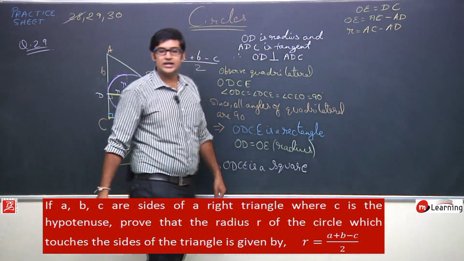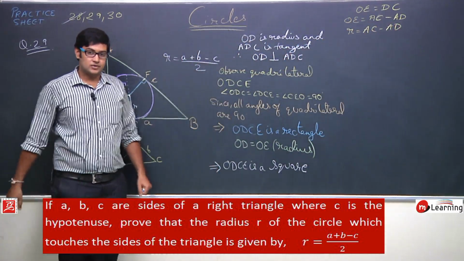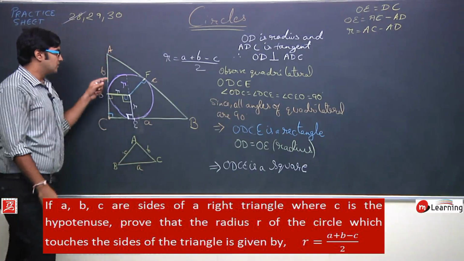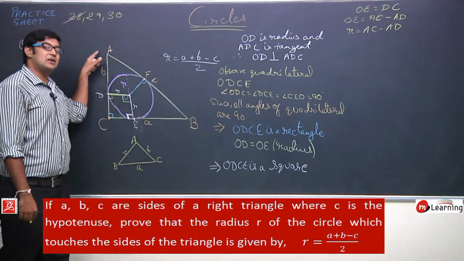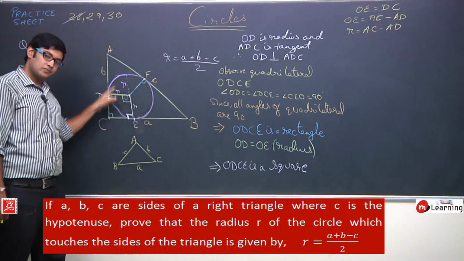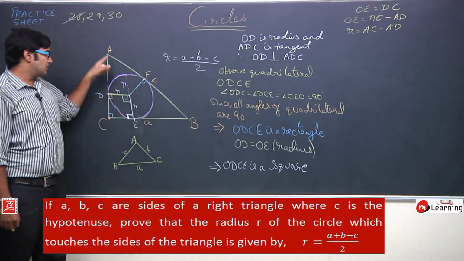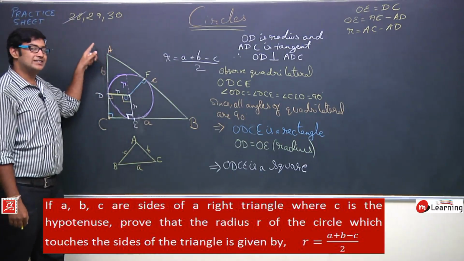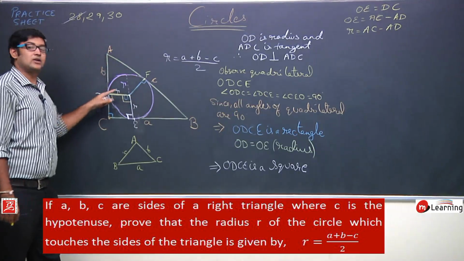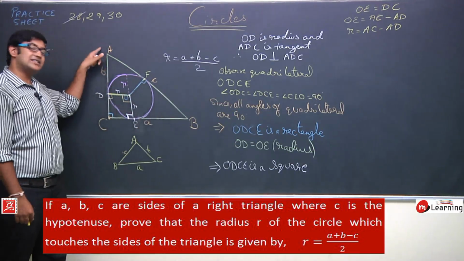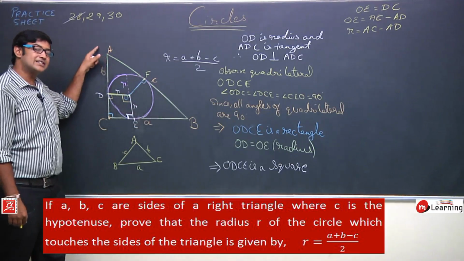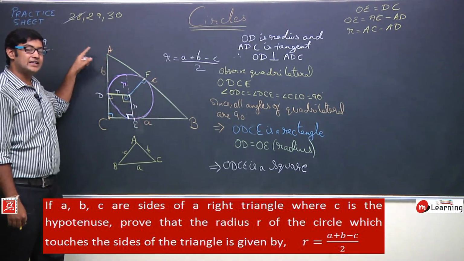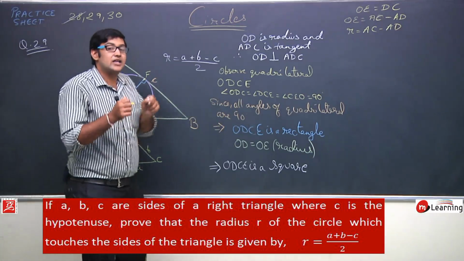AC minus AD. But you can see A is an external point for this circle, and from A I have drawn two tangents AF and AD to this circle. Since A is an external point and two tangents are drawn from this point, I can say the lengths of tangents are equal.